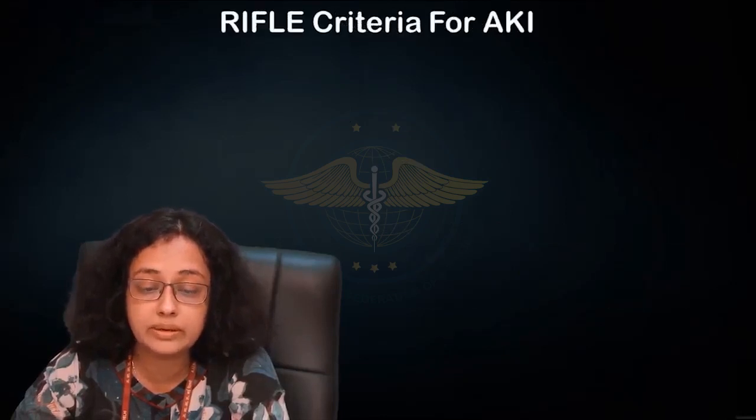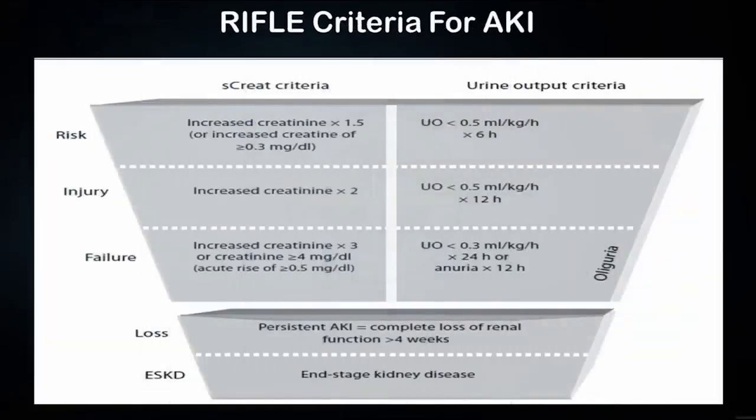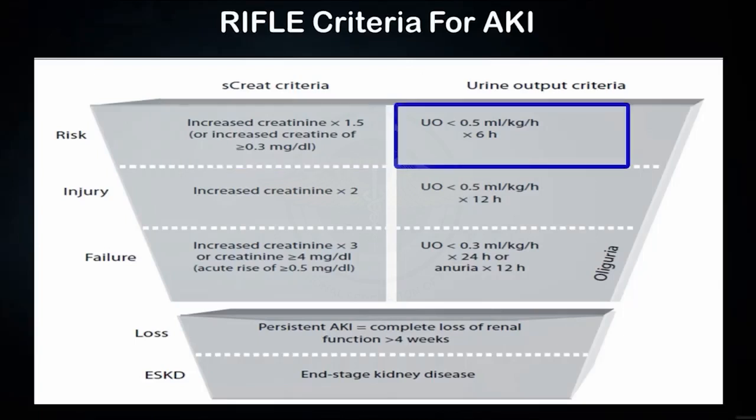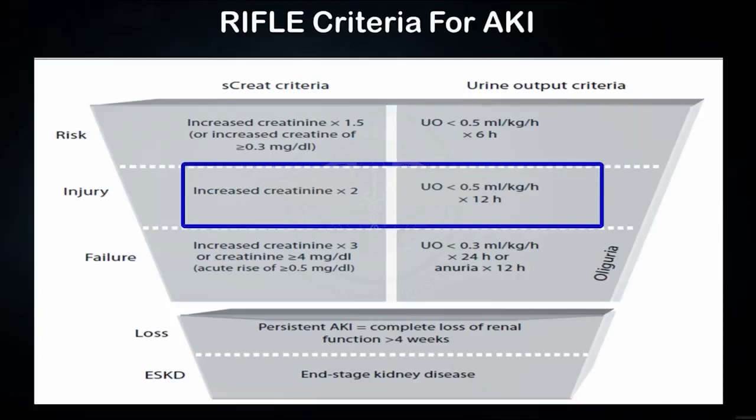The RIFLE criteria was based on serum creatinine and urine output. They defined risk as a rise in creatinine by 1.5 times, or an absolute rise of 0.3 milligram of serum creatinine, and/or a decline in urine output to less than 0.5 ml per kg per hour for at least 6 hours. Injury meant a doubling of serum creatinine or a decline in urine output for up to 12 hours.